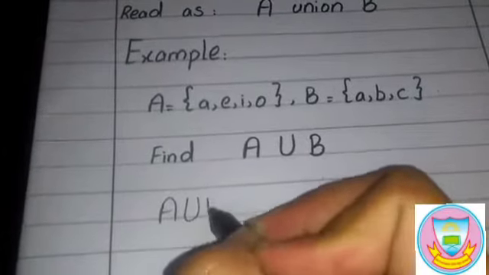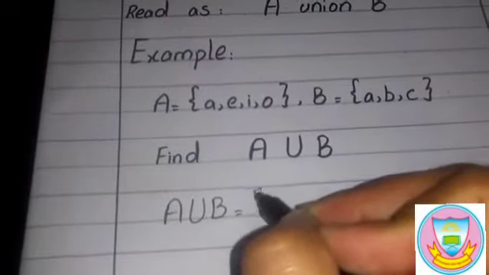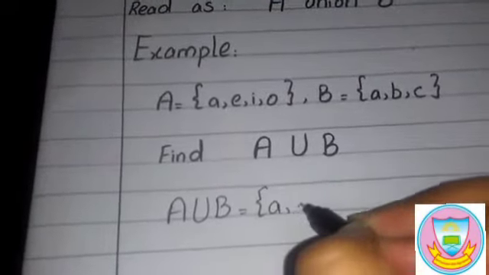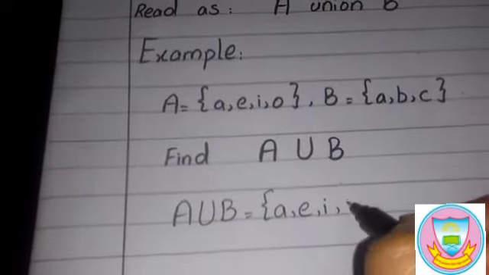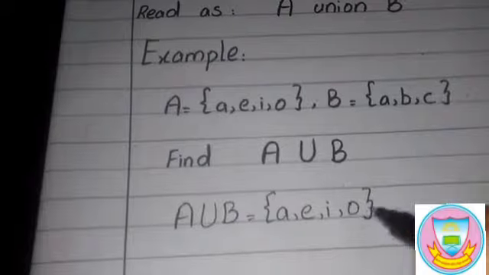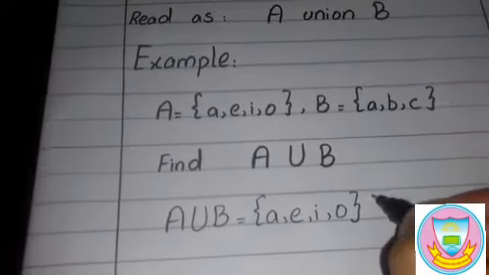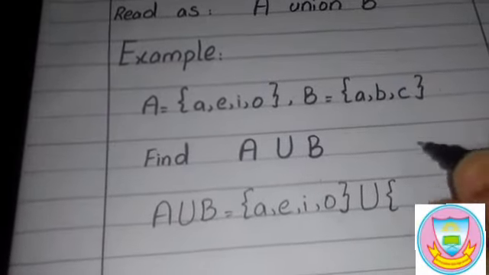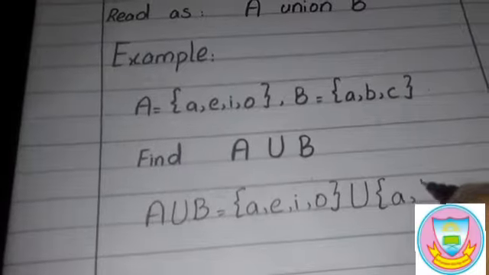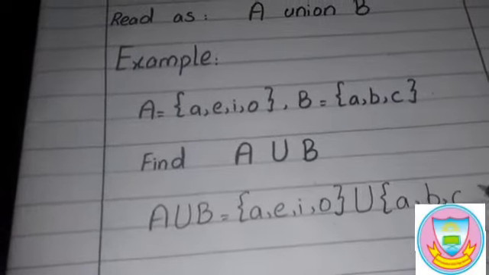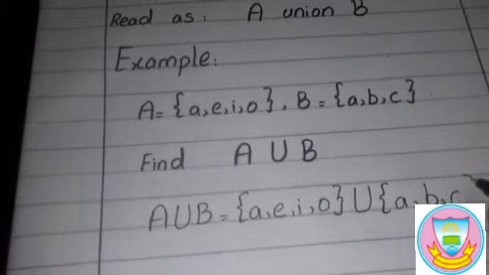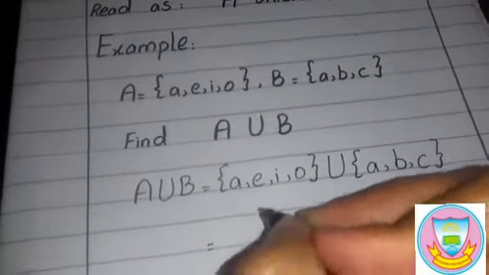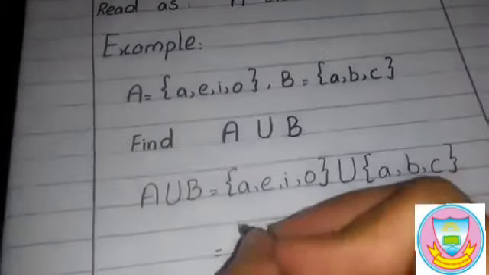∪ B at the start, equal sign, and then first we write the set A, {a, e, i, o, u}, bracket close, and then we put the sign of union and then set B, {a, b, c}, and then bracket close. Okay student, now solve the question, equal sign, and then the bracket.